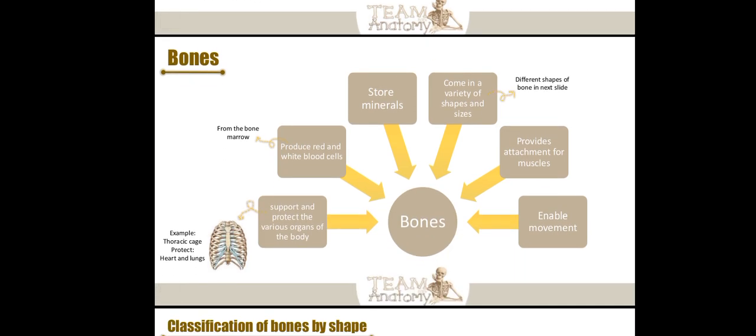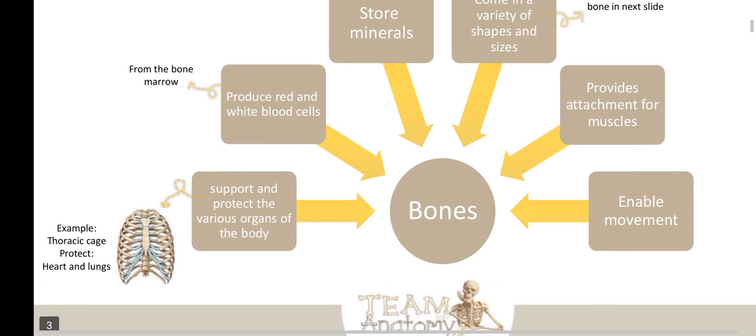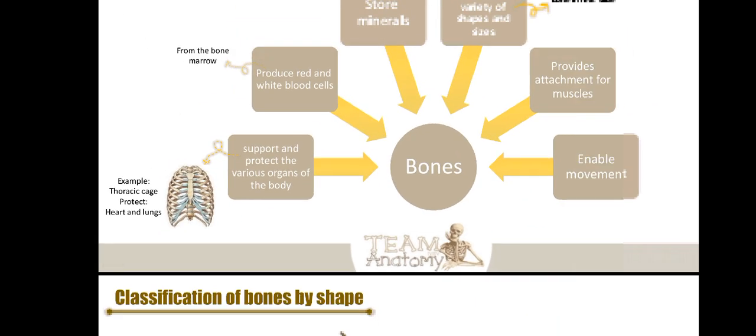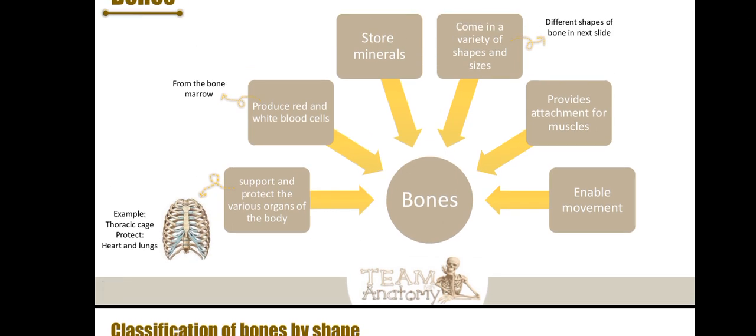So now, the bones of the upper limb. Behold the bones. Before we look at the bones of the upper limb, we have to look at the importance of bones in the human body. You could see this image right here. That's a thoracic cage. The thoracic cage houses the heart and the lungs.